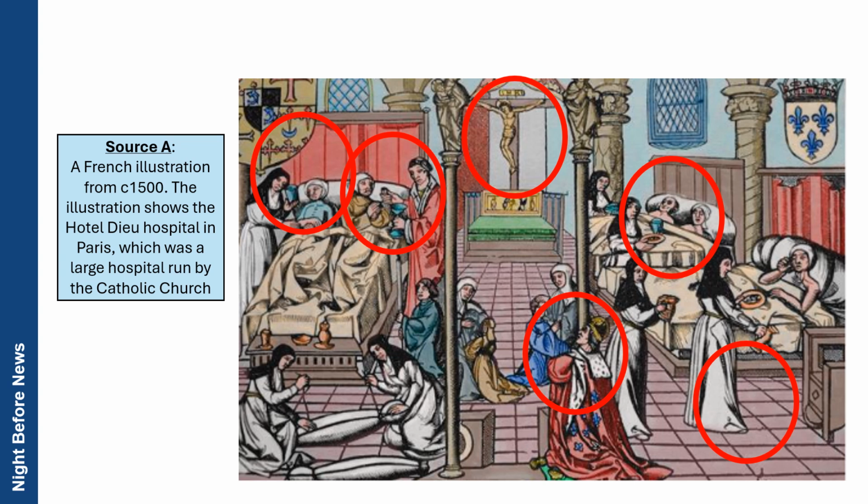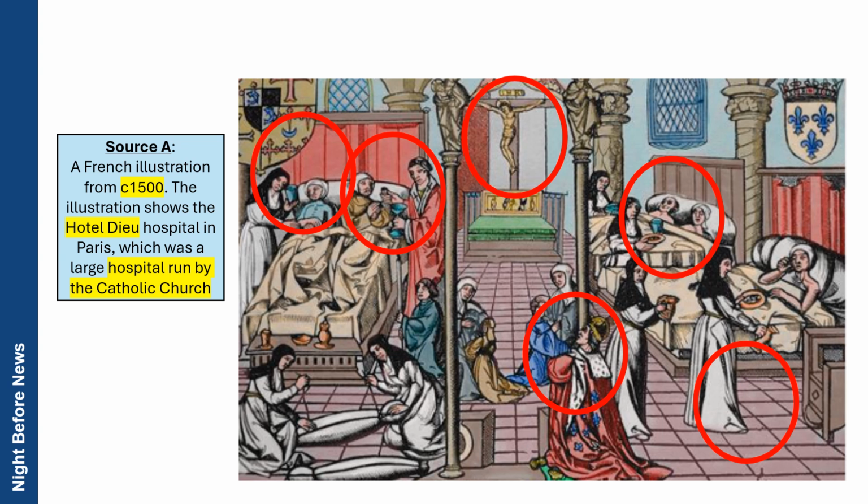And at the front of the picture, I can see what looks like a king who is praying, and I know that praying was a form of treatment. So if we look now at the provenance, it's around 1500. It was from a hotel dieu, which again, hotel meaning hospitality. Remember, hospitals were not the way that they are now. They were more about getting rest and having that break. And it says here, a hospital run by the Catholic Church.